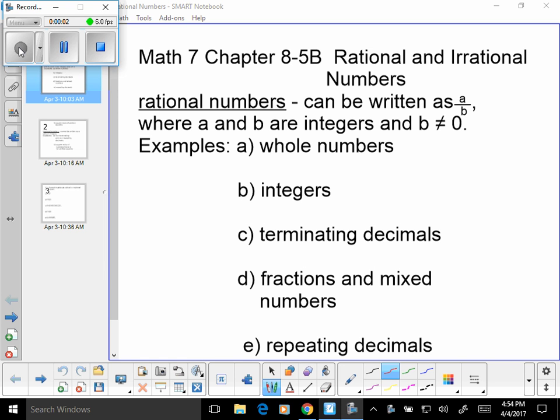Okay, class, welcome back to Math 7. This is Chapter 8-5b. We're going to be learning about two kinds of numbers that we do talk about in math.